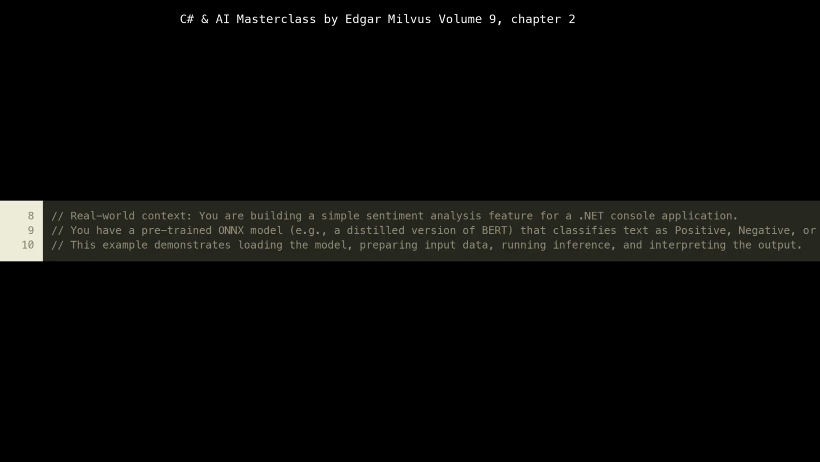Here, we're setting the stage for our application. The comments provide crucial real-world context, explaining that we're building a sentiment analysis feature using a pre-trained ONNX model. This immediately tells us the why behind the code. We're leveraging a machine learning model for a specific task. We are also told that the model is expected to classify text into positive, negative, or neutral, which sets expectations for the model's output and how we'll interpret it.